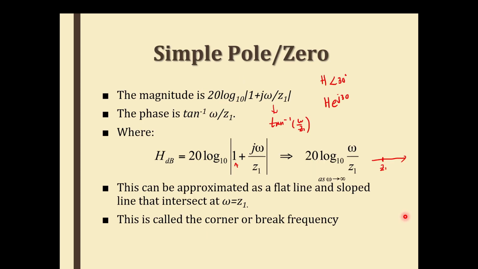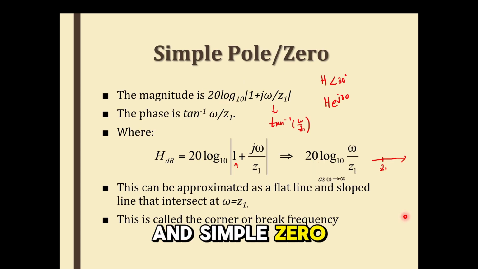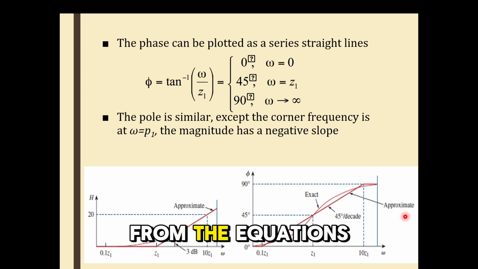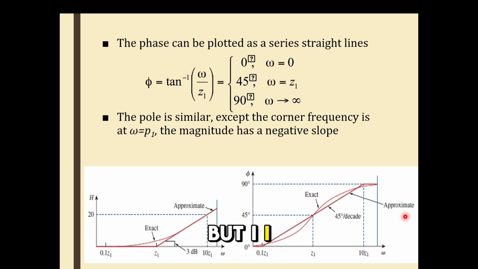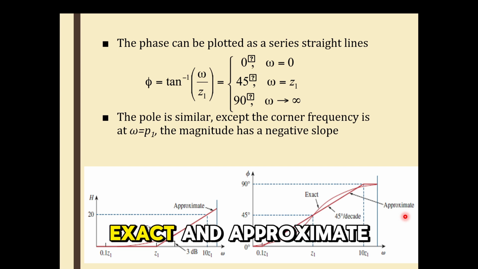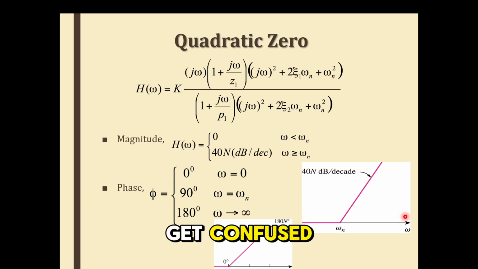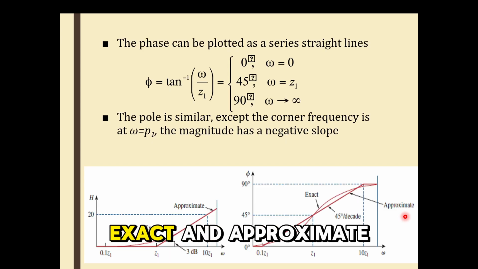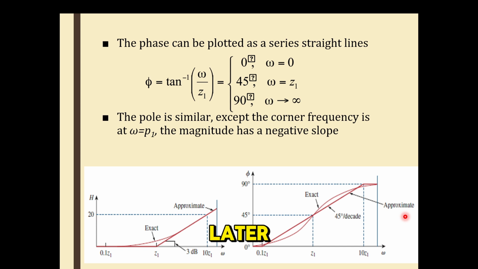So for a simple pole and simple zero, you get this from the 1 plus something, right? 1 plus something. You can get this from equations such as this, but I don't want to refer to this exact and approximate table where you'll get confused. Why do they have two things here, exact and approximate? We will look at the table later.